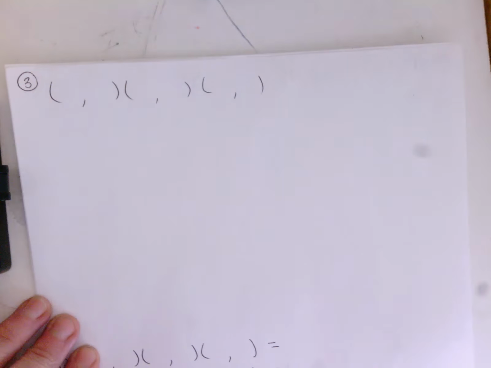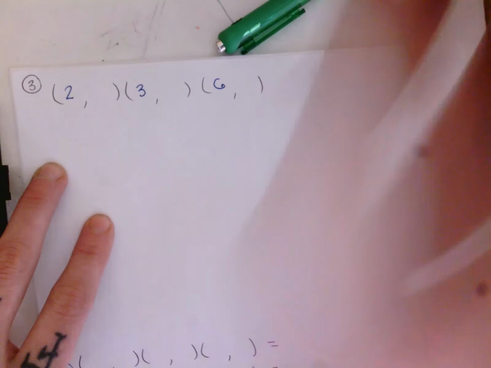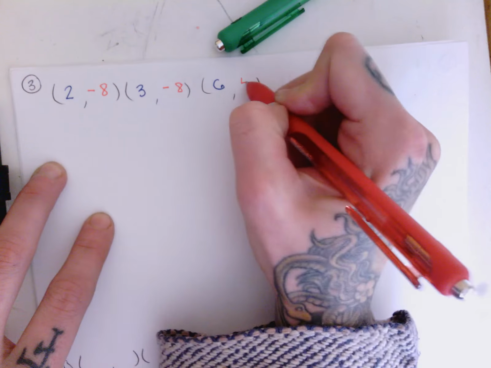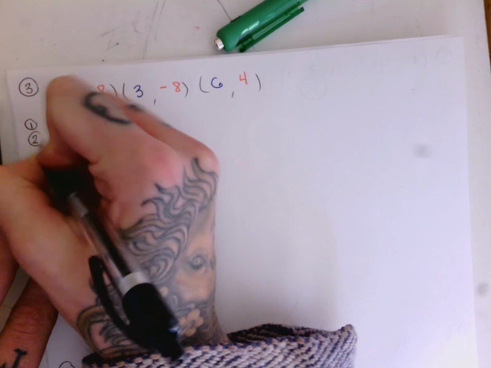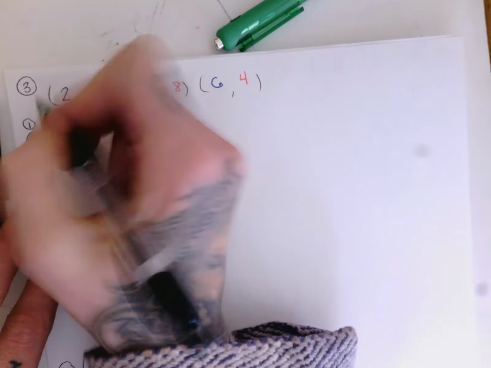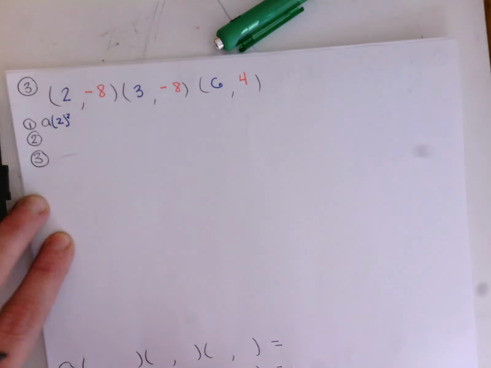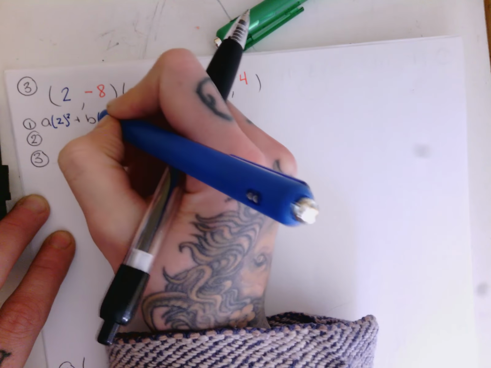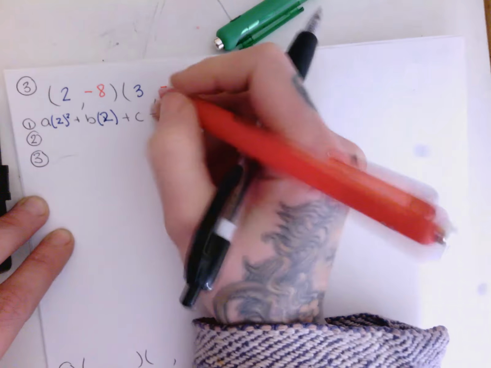So we've got our x variables are now 2 and 3 and 6. Y variables -8, -8, and 4. So our 3 equations will be ax squared plus bx plus c equals y.